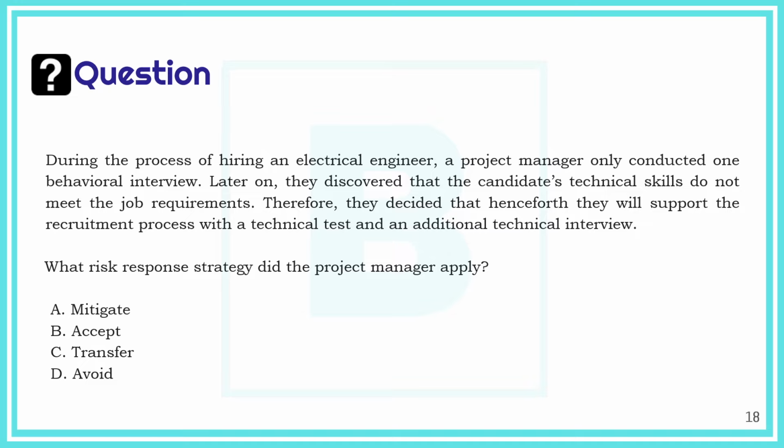Question 4: during the process of hiring an electrical engineer, the project manager only conducted one behavioral interview. Later on, they discovered that the candidate's technical skills do not meet the job requirements. Therefore, they decided that henceforth they will support the recruitment process with a technical test and an additional technical interview. So what risk response strategy did the project manager apply? Mitigate, accept, transfer, or avoid.